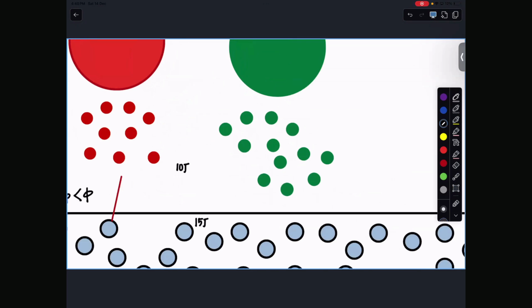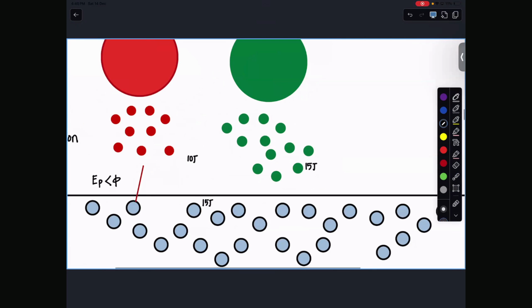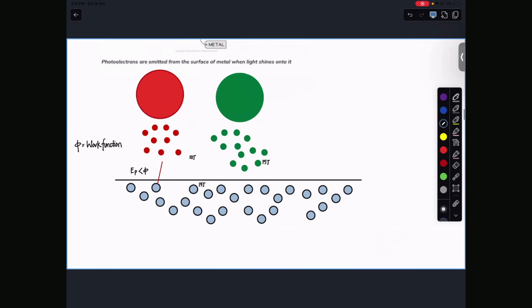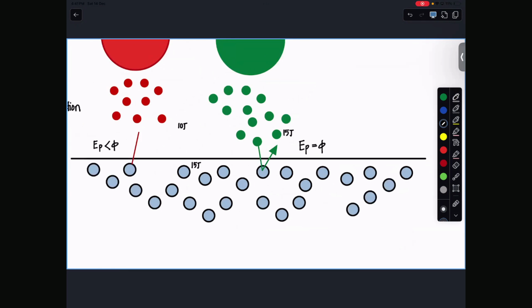Let's assume that their energy is exactly 15 joules. Do you think emission will take place? Barely is not acceptable. Yes or no? Yes. Because the work function is the energy needed to remove it. The work function is not the energy maybe needed to remove it, right? It's the exact value. So the moment you provide the exact value, emission will happen, this energy will be given to this electron here, and this electron will be emitted. So emission did take place here. And what's the criteria that we have fulfilled here? The energy of my photon is what to the work function? Equal to the work function.